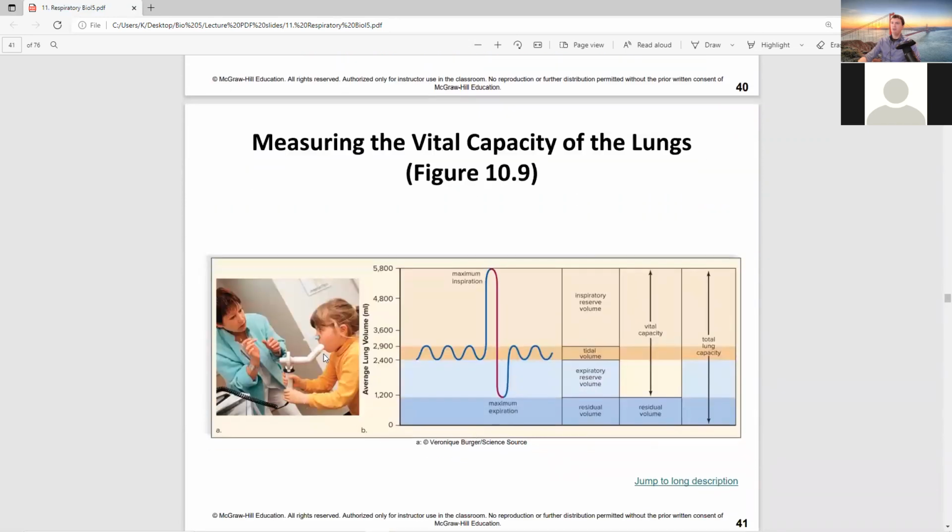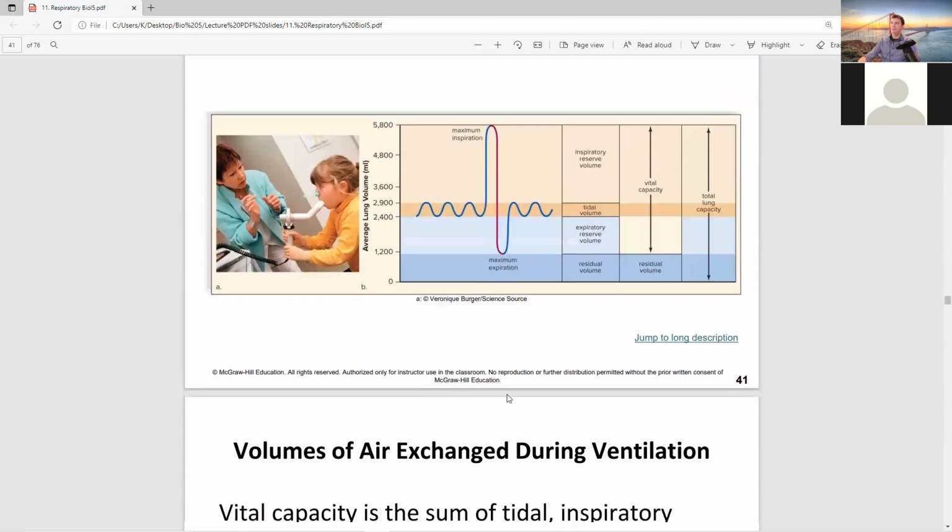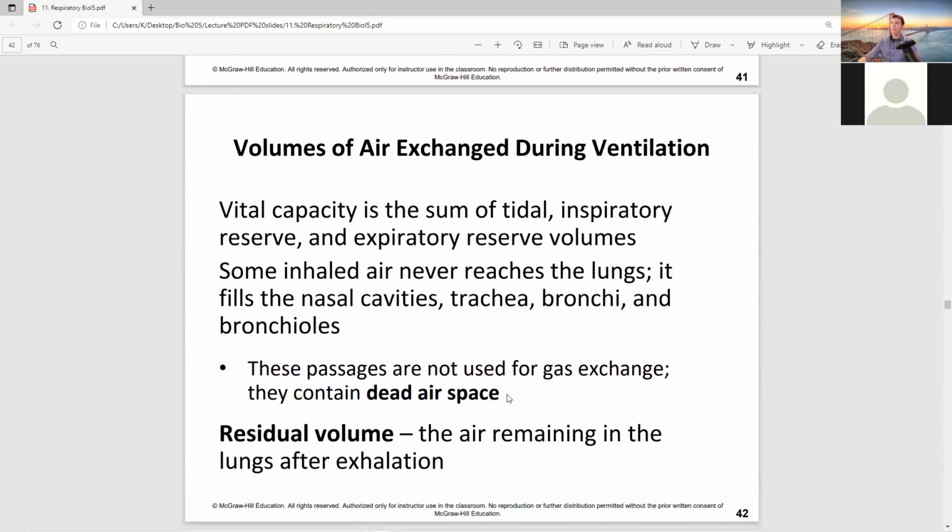Here's an image showing how we measure the vital capacity of the lungs. You can see during rest, we don't breathe at maximum inspiration. To calculate vital capacity, we add maximum inspiration plus maximum expiration. So vital capacity is the sum of tidal, inspiratory reserve, and expiratory reserve volumes.